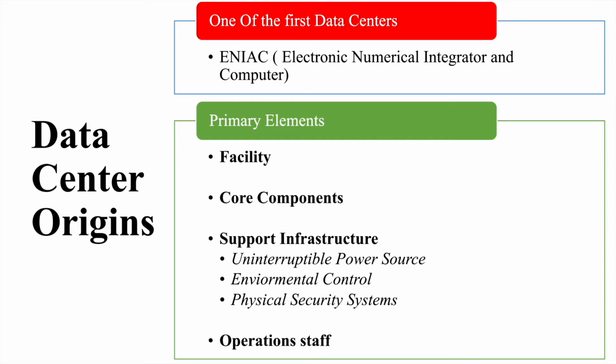The third is the support infrastructure, which is equipment contributing to securely sustaining the highest availability possible. And within that is the uninterruptible power source, which is power banks, generators, and things of that nature. Environmental control, which is computer room air conditioning, heating, ventilation, and air conditioning, and exhaust systems. Also within it is the physical security, which is the biometrics and the video surveillance. The fourth primary element of a data center is operations staff, which is personnel available to monitor operations and maintain IT and infrastructure equipment 24/7.